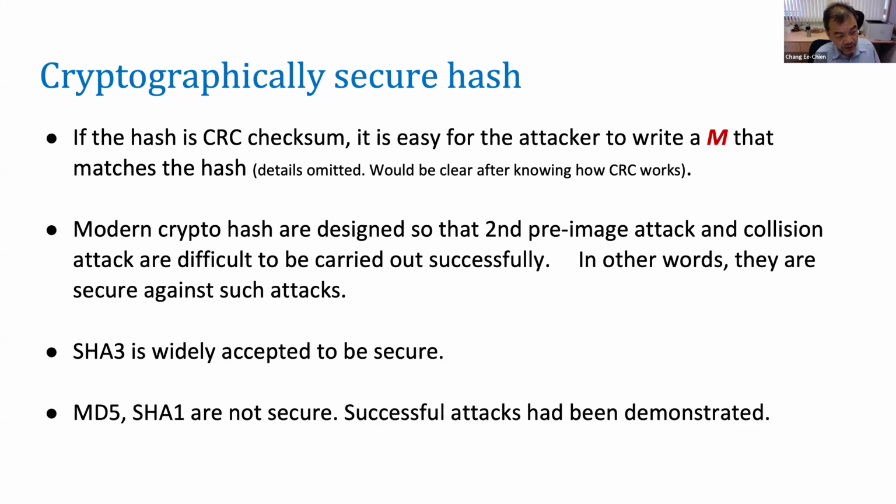And modern cryptographic hashes are designed so that second pre-image attacks and collision attacks are very difficult to carry out successfully. So an attacker is unable to carry out second pre-image attacks and collision attacks. So things like SHA-2 and SHA-3 are widely accepted to be secure in that sense.